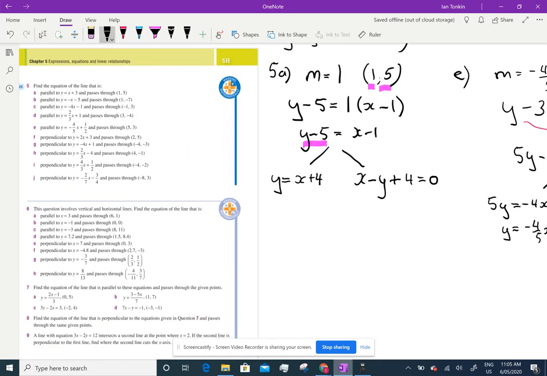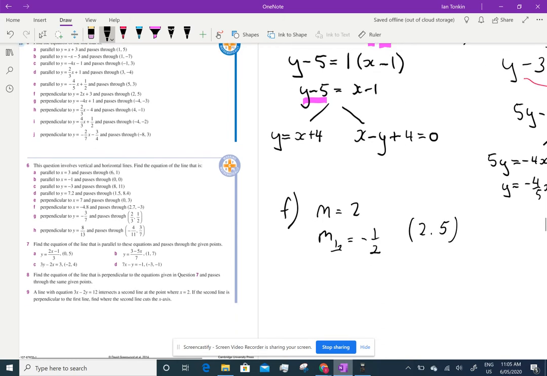So I'll do the first one, f. It's perpendicular to 2x plus 3. So the gradient is 2, so the perpendicular gradient is negative a half. That's the one we're going to use. And it goes through 2 and 5. And again, I just use the formula. Y minus the y value, 5, equals negative a half, x minus the x value, 2.